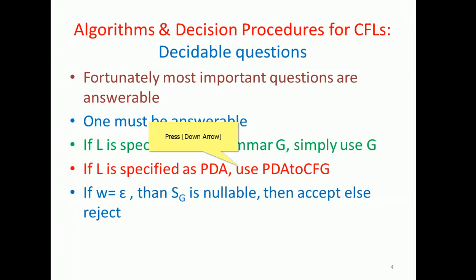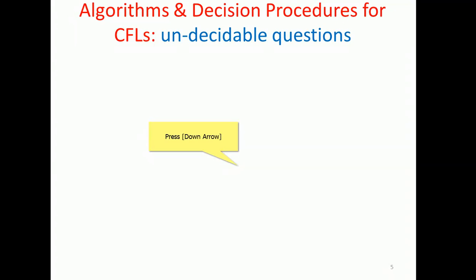If it is accept, okay, accept it, not reject it. So that is answerable. So sometimes maybe unanswerable. Let me see what the situation is. So algorithms and decision, that is, undecidable questions.